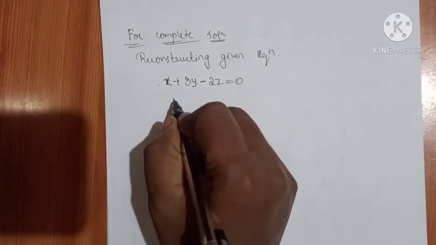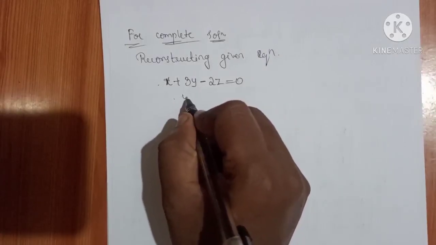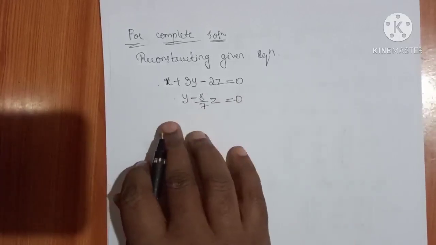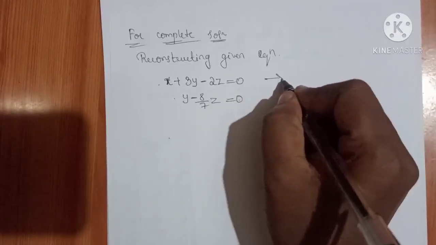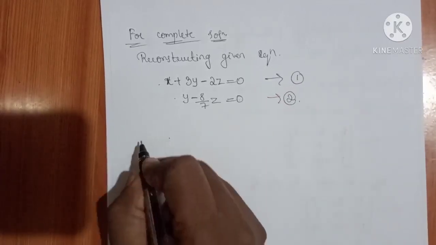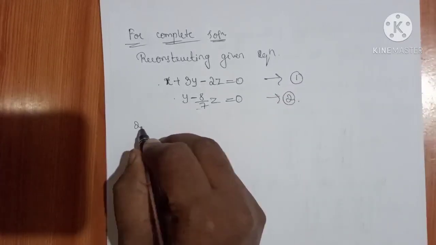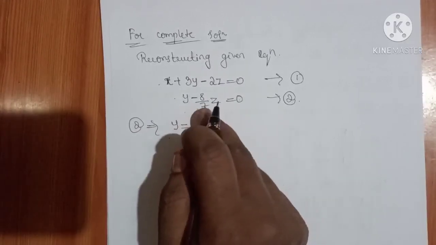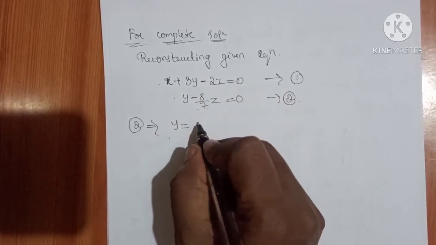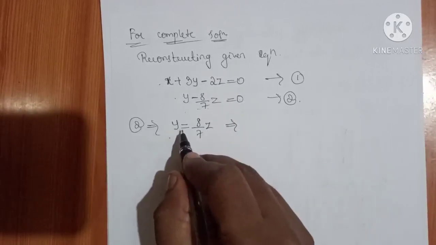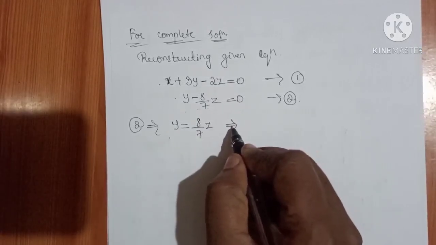Thus we get, first, x equals 0, therefore y minus 8 by 7 into z equals 0, and the last row is 0 0. Consider these two as equations 1 and 2. Now equation 2 can be written as y equals, sending this 8 by 7 to the right side, 8 by 7 into z. This implies that the y value is 8 by 7 into z.